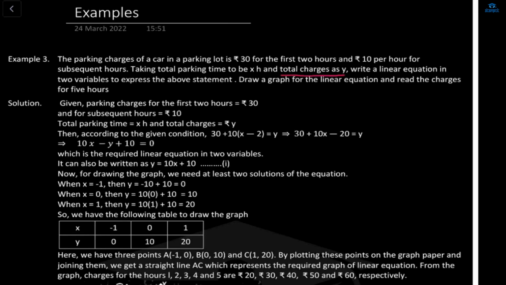For the first 2 hours, you know you have to pay rupees 30, so 30 will be there. 30 plus, and for the rest of the hours you are going to pay rupees 10. The total time the car was in the parking was X hours. So from X hours we subtract 2, because for the first 2 hours we pay 30 and we have already added that 30 here. For the rest of the hours it will be X minus 2, so you multiply 10 rupees by X minus 2. The whole answer will be equal to Y, because the total charges paid is Y.